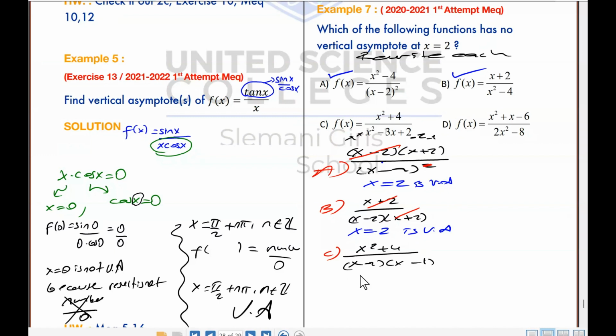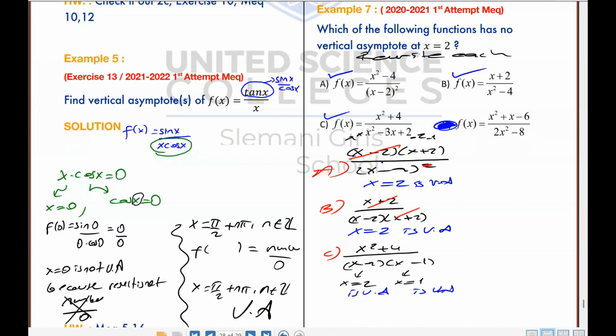So what are the vertical asymptotes? X minus 2 is 0, x is 2; x minus 1 is 0, x is 1. So there are two vertical asymptotes. X equals 2 is one of them. So this also checks: x equals 2 is a vertical asymptote. So option C also has a vertical asymptote at x equals 2. So apparently option D is our answer.